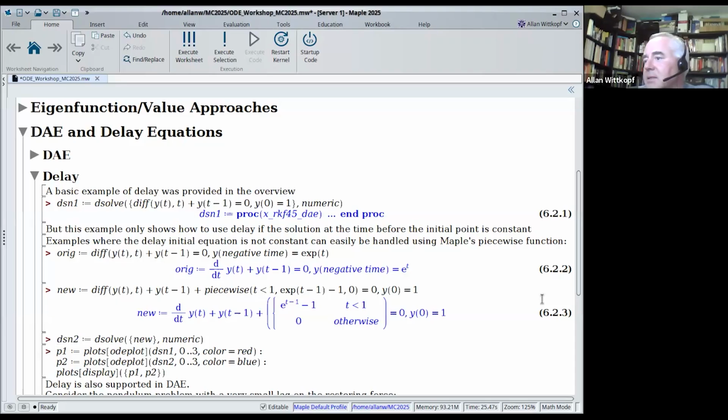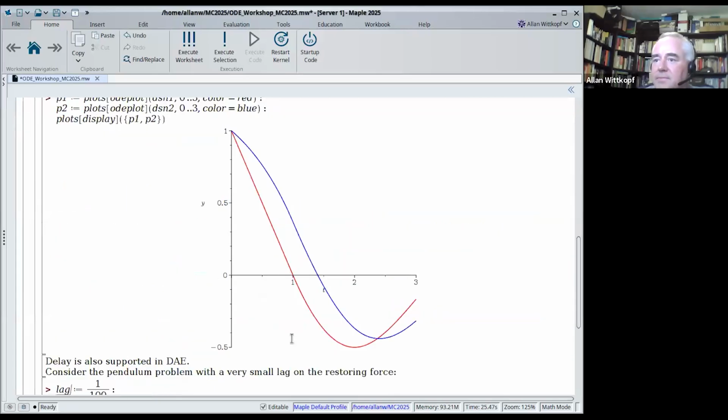It's a little tricky in some cases to recognize the initial condition, because now your initial condition isn't y at 0 anymore, but y at negative time. So I'll have to come up with a formalism for that, but it'll be a handy thing to be able to specify in the future. But in the meantime, one can just modify it with a piecewise to get this same effect.